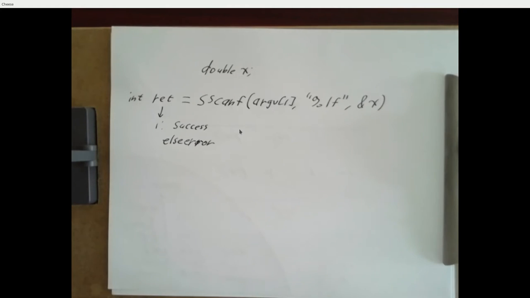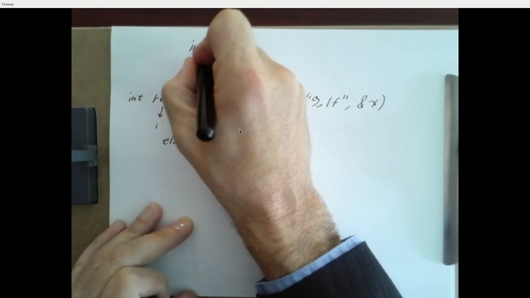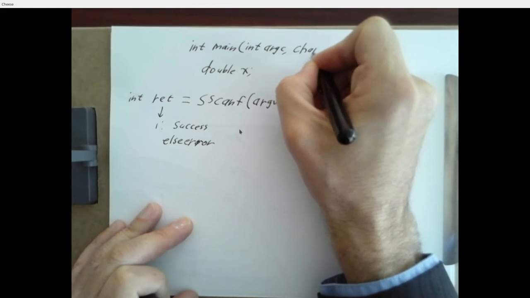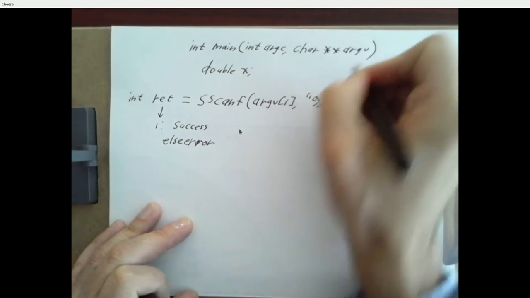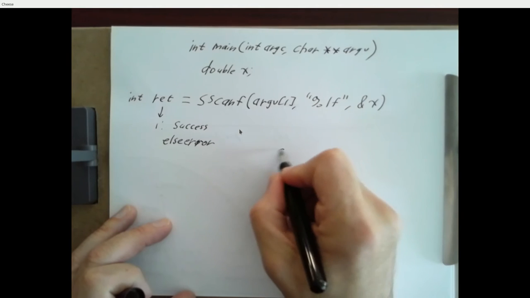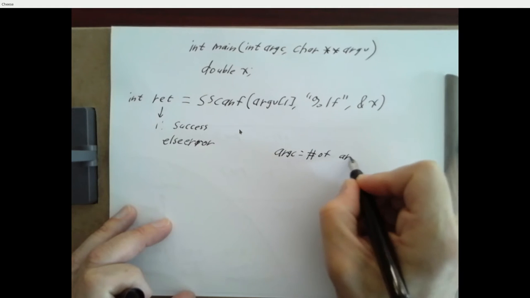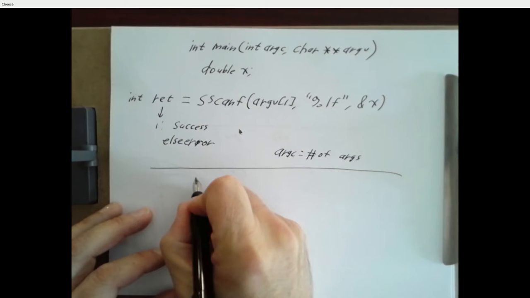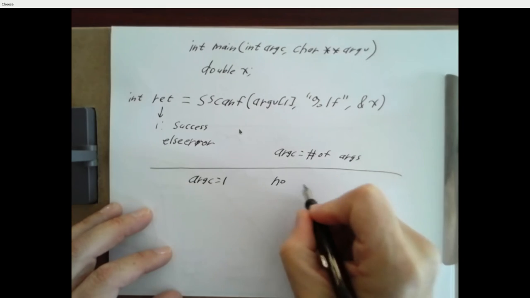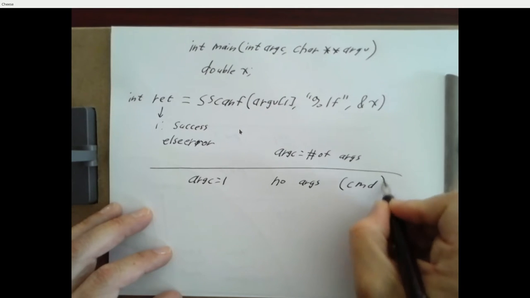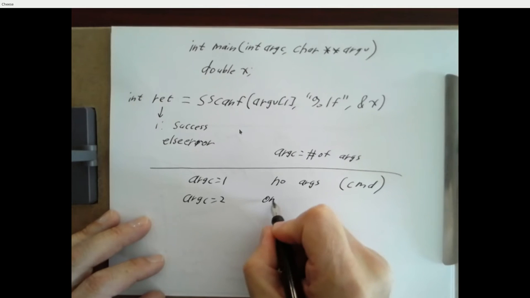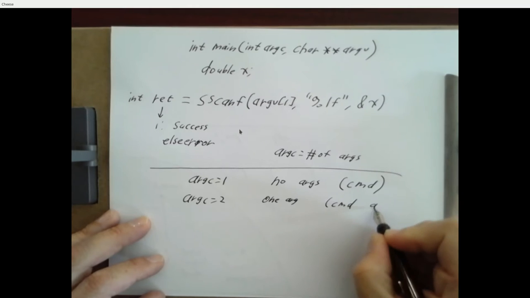Now, how do you know if you have exactly one argument on the command line? Check the value of argc. Your main program is declared something like this. argc tells you the number of arguments, and here's how argc can be interpreted. If argc equals 1, there are no arguments. You basically just typed in the name of a command and hit enter with nothing after the command name. If argc equals 2, you have one argument, and you basically said the command followed by an argument.